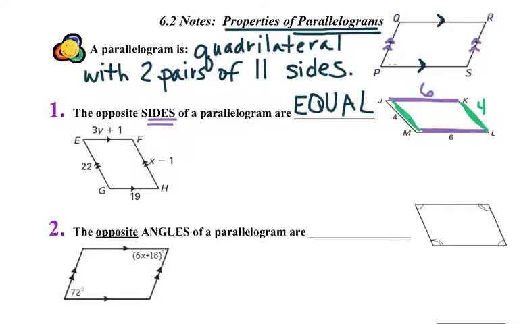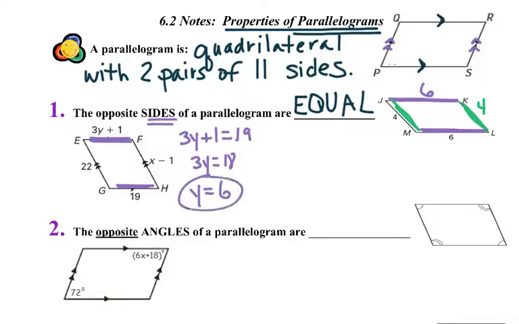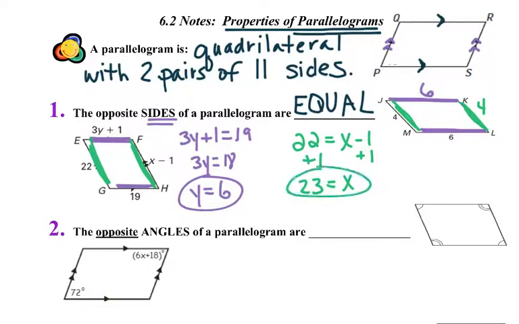So we might have a little algebra problem where these 2 sides are equal. We'd have to write a little equation: 3y plus 1 equals 19. Okay, I get it. y is 6. And that's okay to subtract 1 from both sides in your head, divide by 3 both sides in your head, and then similarly the 22 is going to equal x minus 1. Maybe I'll show that work here. So x equals 23. And that's about as hard as it gets to showing opposite sides of a parallelogram are equal.